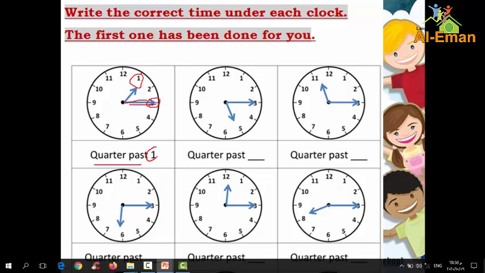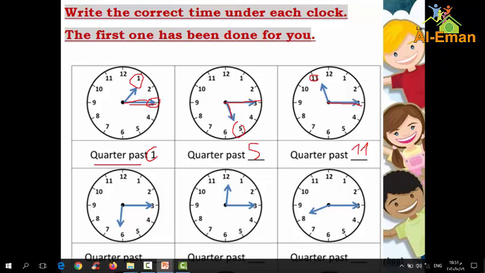Quarter past 1. Okay, the second one. The short hand points to 5, but the long hand points to 3. So what's the time? It's a quarter past 5. That's great. The third one. The short hand points to 11, the long hand points to 3. So what's the time? It's a quarter past 11. That's great.